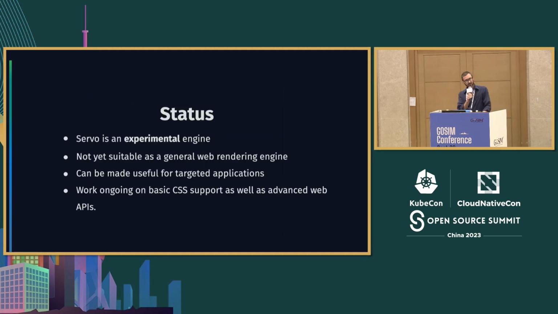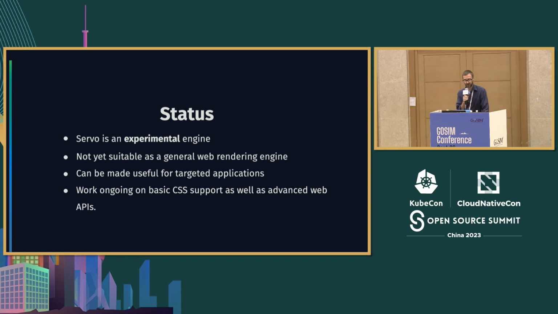So I want to level with you about the status of Servo. Servo comes out of Mozilla Research. It was a research project. So it's an experimental engine right now. It's not yet suitable as a general web rendering engine, but we feel that it can be made useful for targeted applications.